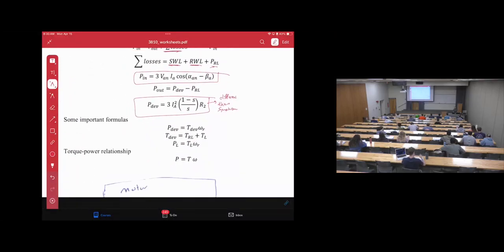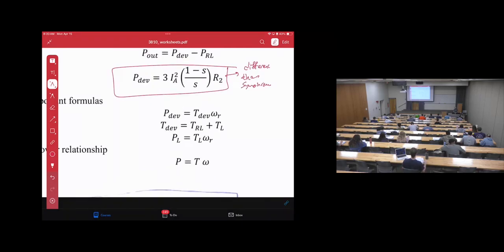Then the important formula, P dev, again, T dev times omega r, we know this. The rotational T dev equals T_RL plus T load, we already know this before, the same as the synchronous. Torque power characteristic, the same as the synchronous.